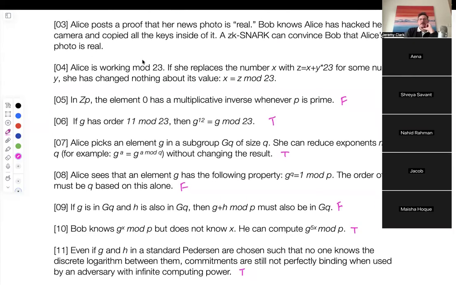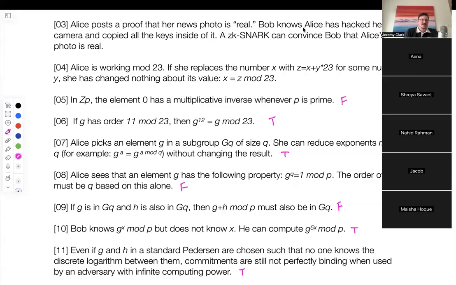Okay, the next one says Alice posts a proof that her news photo is "real." Bob knows Alice has hacked her camera and copied all the keys inside of it. A ZK Snark can convince Bob that Alice's photo is real. So this was one of the examples we gave in class. The way that you prove it's real is you prove that it's signed by the camera. So the camera has a digital signature, and you prove that this was signed by that digital signature.